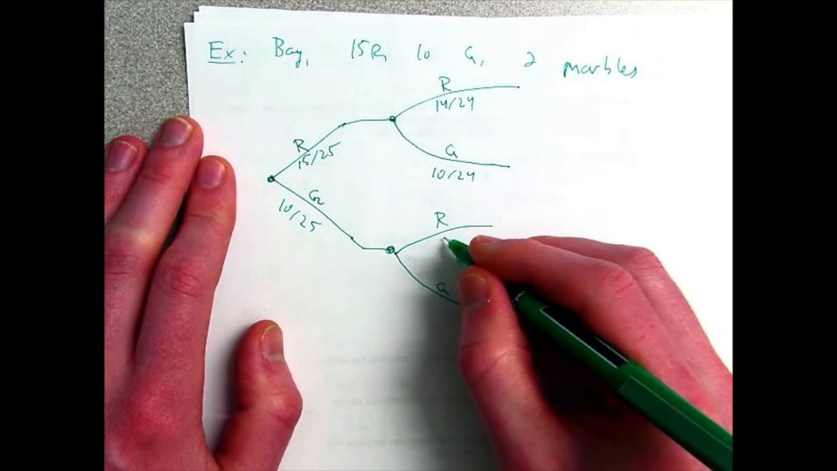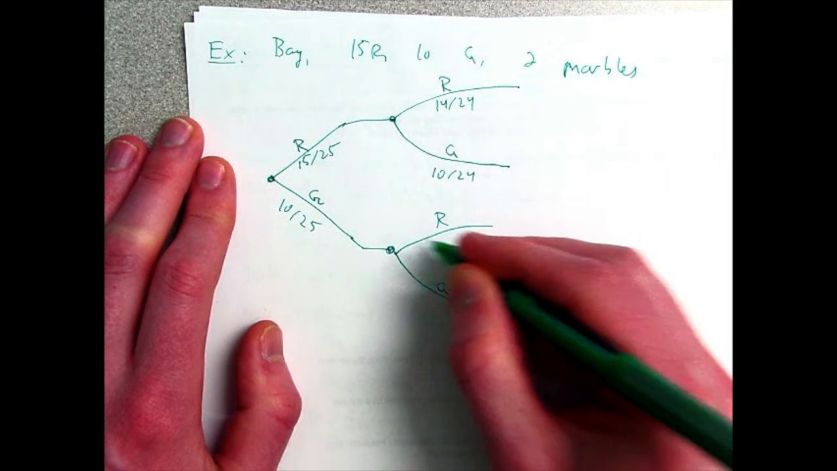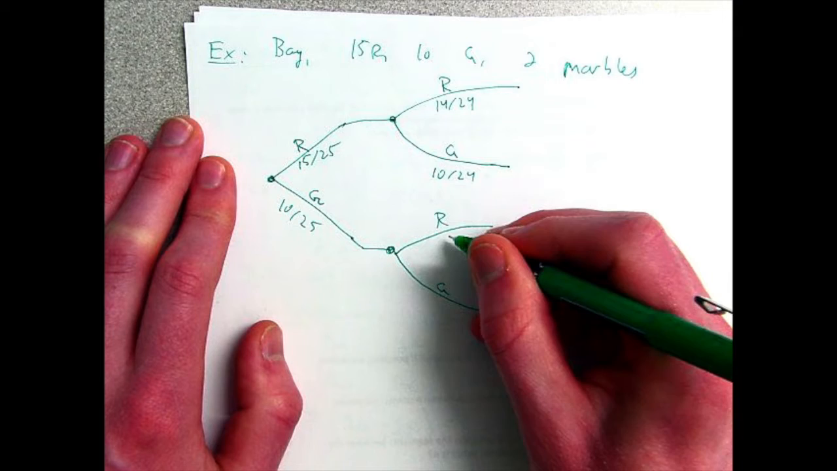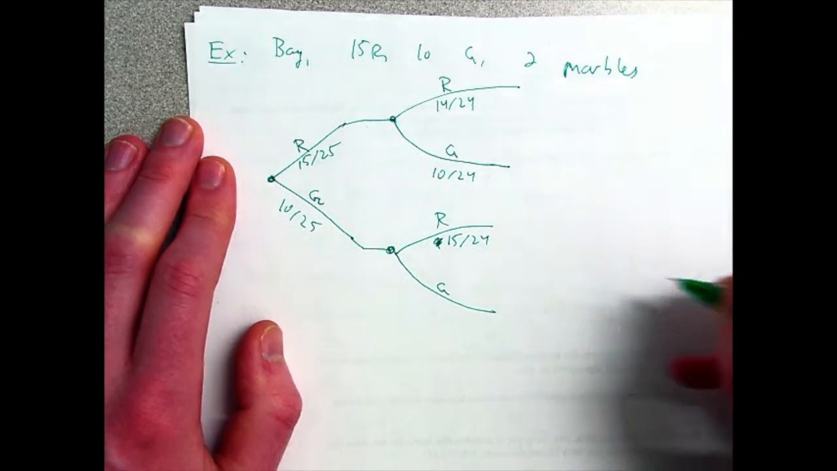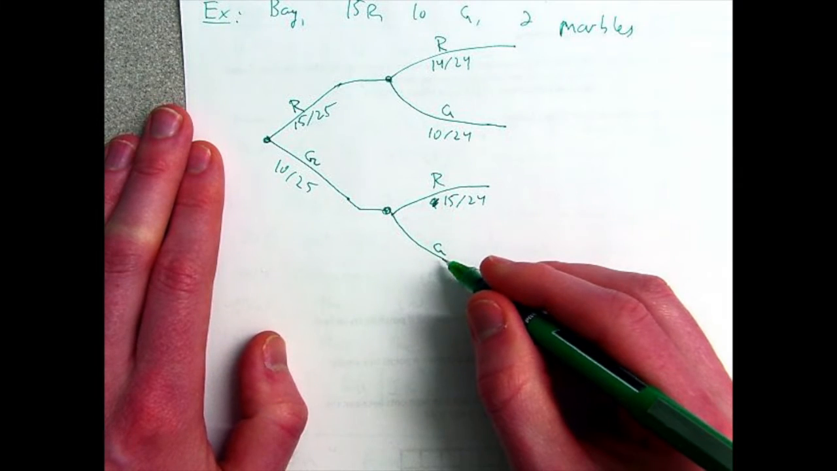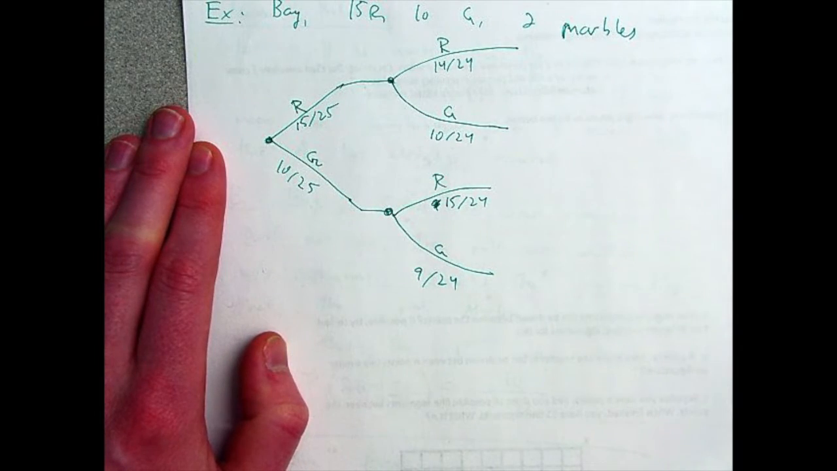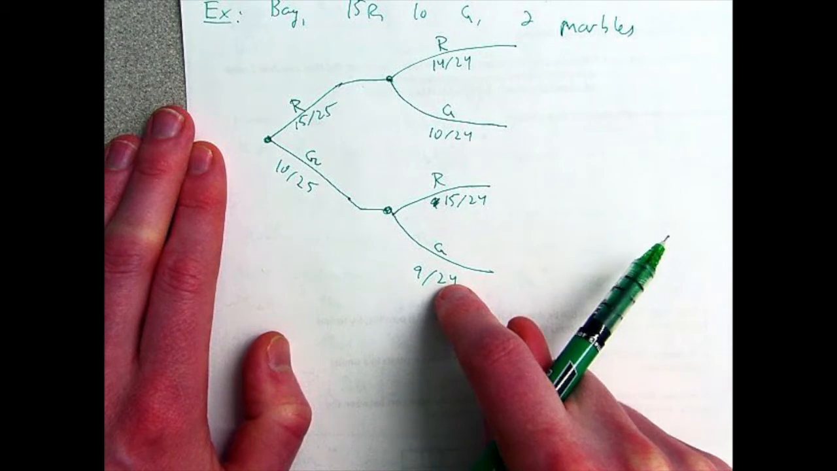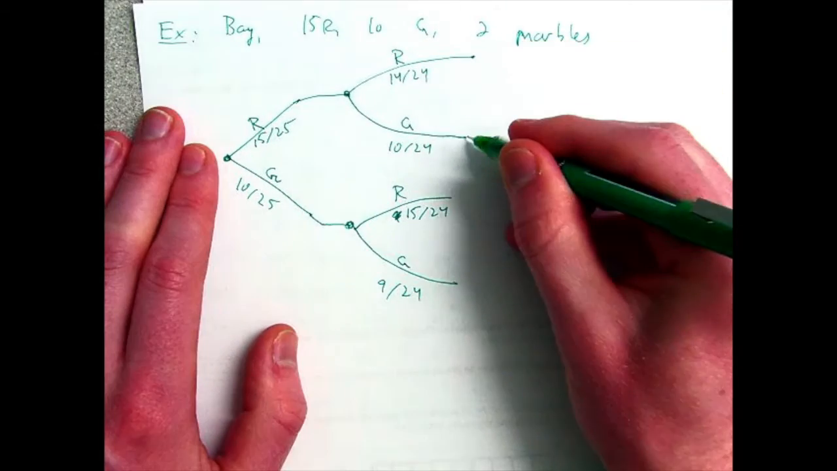Now I go down here. This is going to be the probability of getting red given the fact that my first marble was green, given the fact that I'm on this branch here. That's going to be still 15 out of 24. And then this is going to be the probability of getting green, given the fact that my first marble was green. That's going to be 9 out of 24. So I hope it's clear. These things are given probabilities, right?